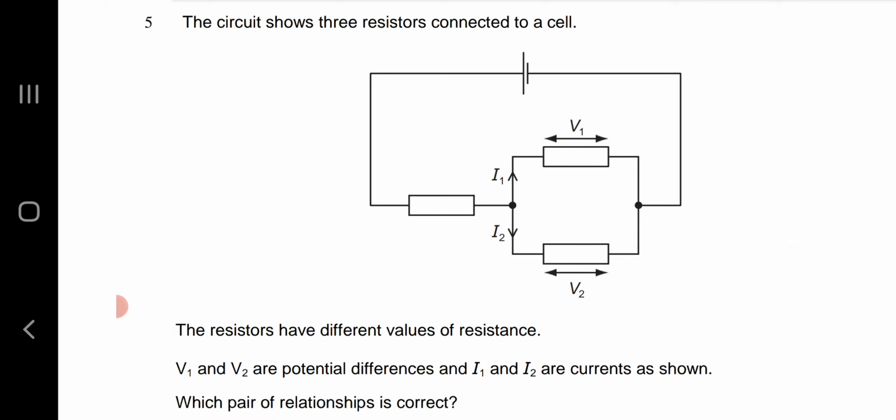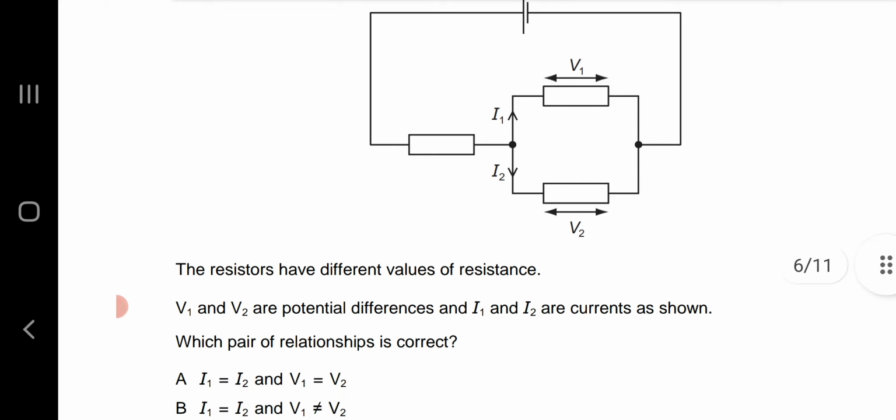Question number 5. The circuit shows three resistors connected to a cell. The resistors have different values of resistance. V1 and V2 are potential differences and I1 and I2 are currents as shown. Which pair of relationships is correct?